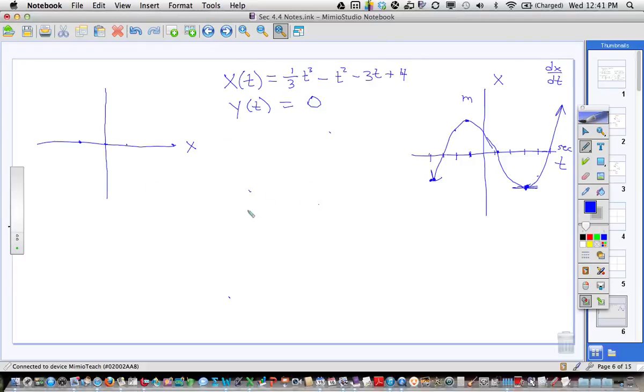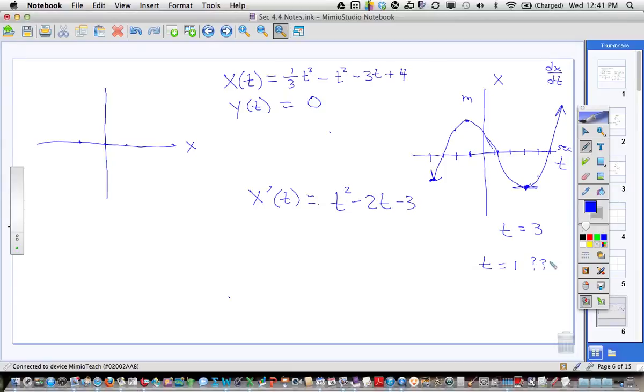Now, on that problem, when we did x prime of t, which would be t squared minus 2t minus 3. Remember that? And what did we say at t equals 3? We got a slope that was 0 at t equals 3. What if I wanted to know how fast that particle was moving at 1? How fast is that particle moving at 1?